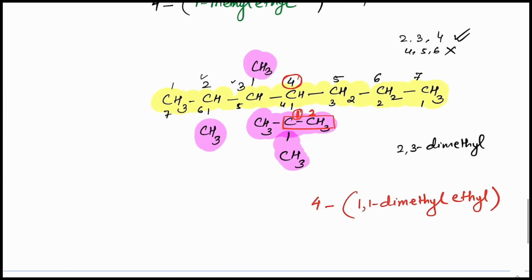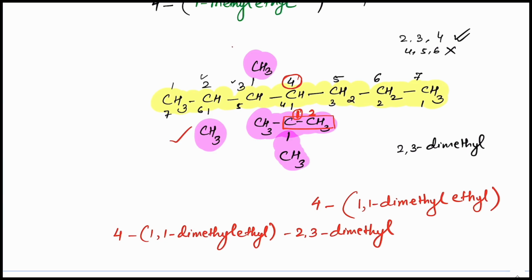So the complete name of this compound will be 4-(1,1-dimethyl ethyl), then 2,3-dimethyl for these two methyl groups, and then heptane because the parent chain has 7 carbon atoms.